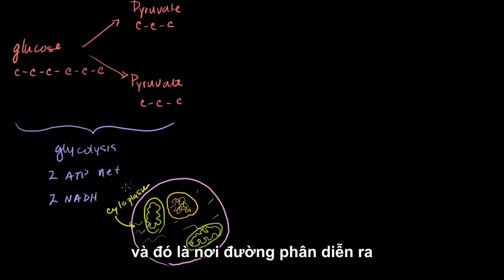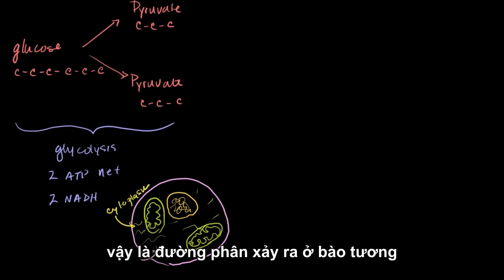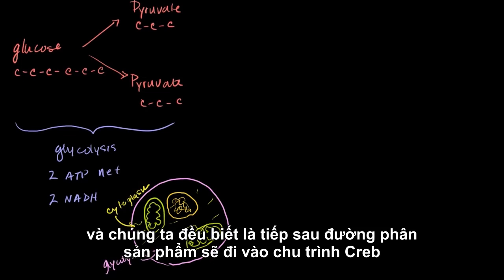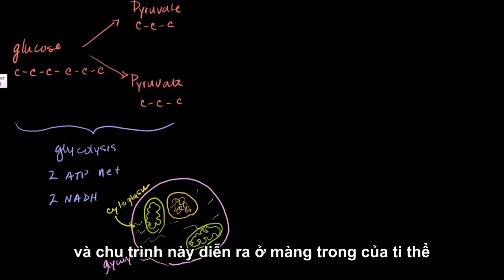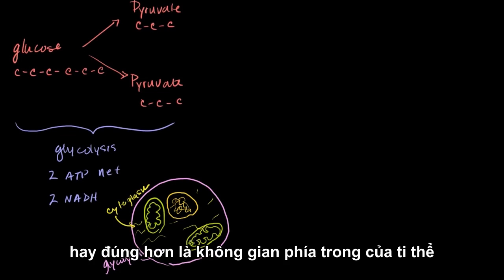Cytoplasm. And that's where glycolysis occurs. So glycolysis occurs in the cytoplasm. Now, in the overview video, we know what the next step is. It's the Kreb cycle, or the citric acid cycle. And that actually takes place in the inner membrane, or the inner space of these mitochondria.